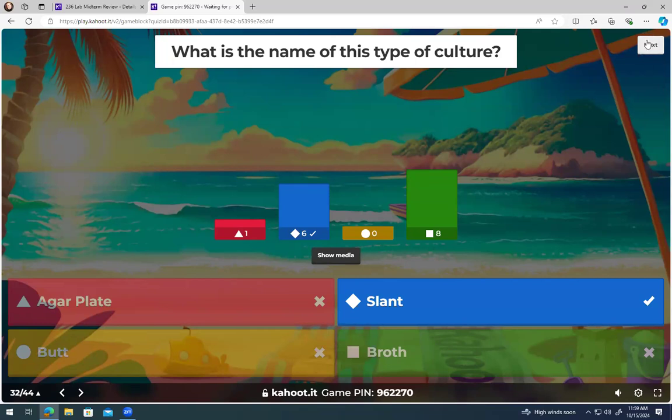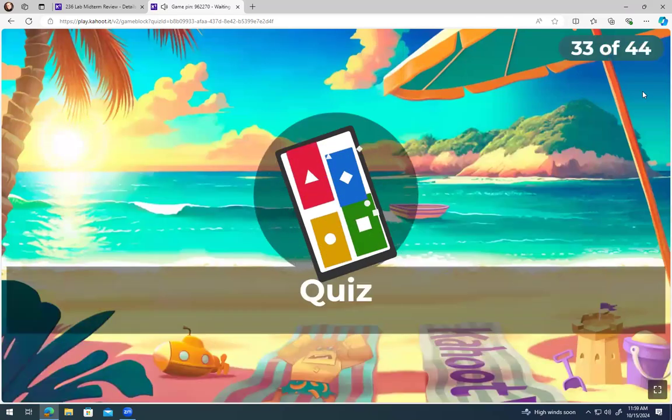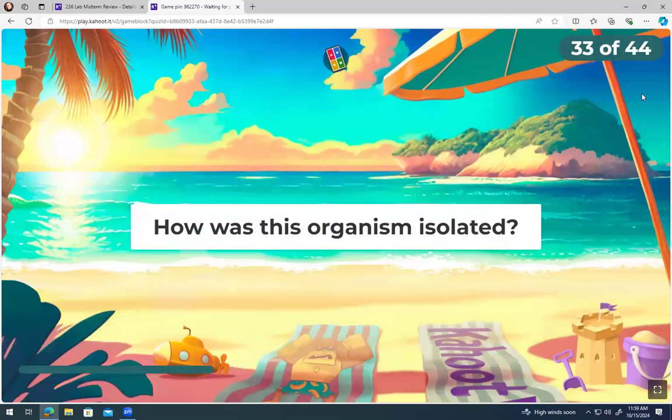Solid can only be agar or slant or butt. It can be butt, that's the thing. Broth is always liquid, always liquid. We'll deal with butts later. We haven't seen them yet, but they're coming. All right, cool. Because a lot of people were missing that one.